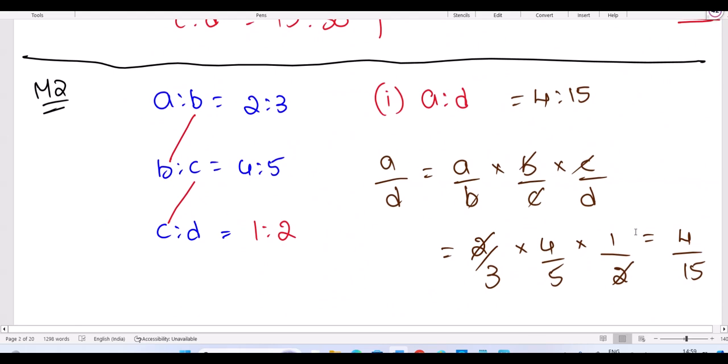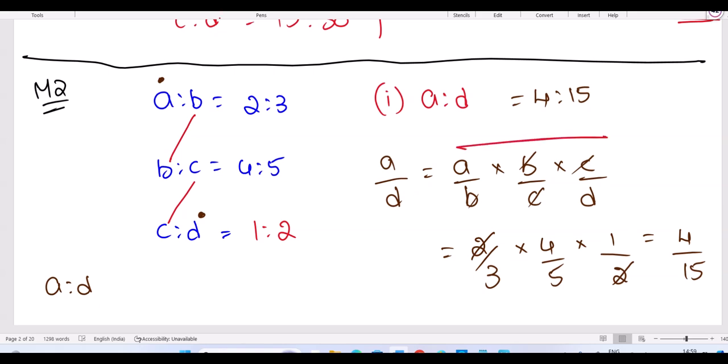And a very important observation I require from you. While calculating A is to D, A is the first one, D is the last one. If you check the numerator, what are the terms here? A, B, C is nothing but first column multiplication: 2 into 4 into 1. What is the denominator? That is last column multiplication.